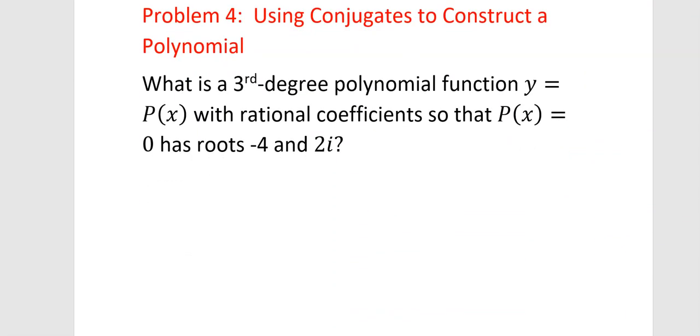What is a third degree polynomial function with rational coefficients so that p of x equals 0, that's just our equation equals 0 at the end, has roots -4 and 2i? And if you're following along, we are on 314, right in the middle, actually at the bottom.